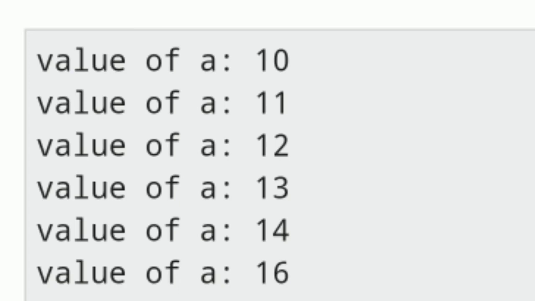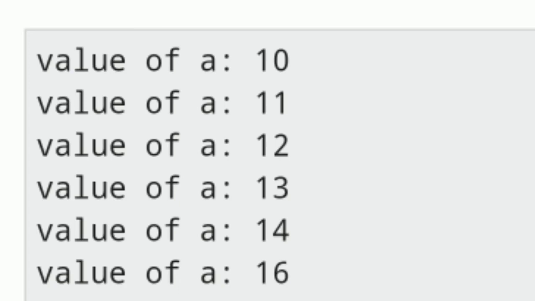After printing the 18, it is again incremented. a++ means it becomes 19. While a less than 20 is tested, it is also true. Then it is going to the loop.